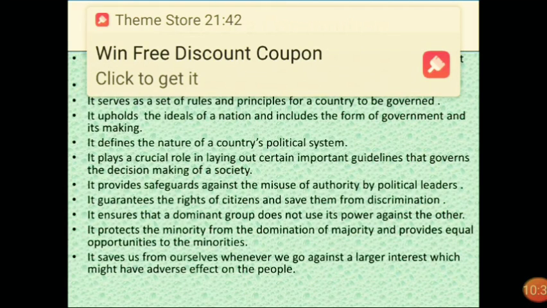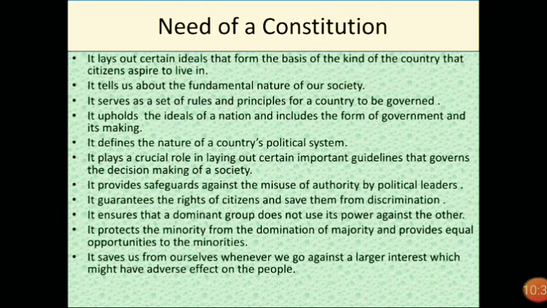It provides safeguards against the misuse of authority by political leaders. Lord Acton has said, power corrupts and absolute power corrupts absolutely. So political leaders may be corrupted. History has shown us in different countries how people have become dictators. That's why it safeguards us so that political people cannot misuse their power, and it will check and control them. It has prescribed and limited the powers of the leaders.